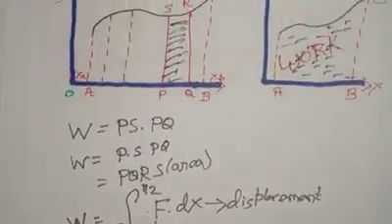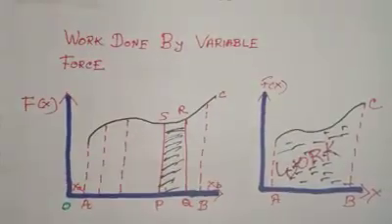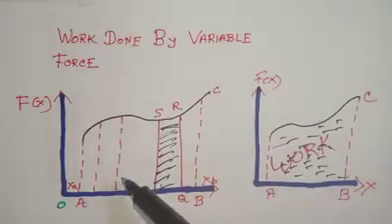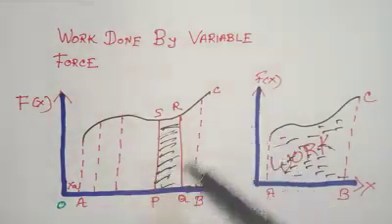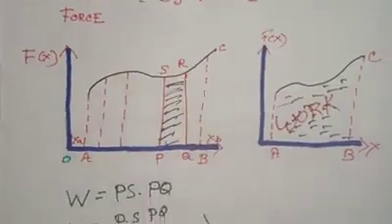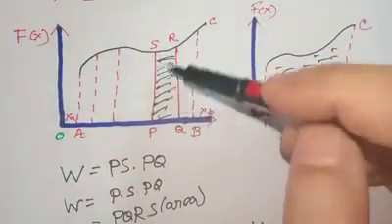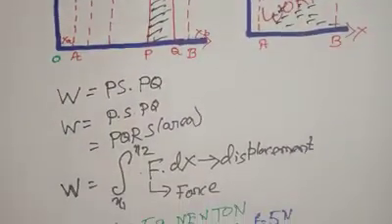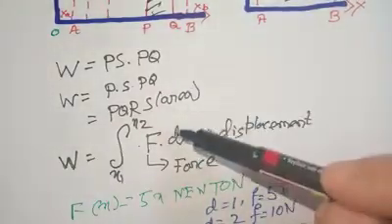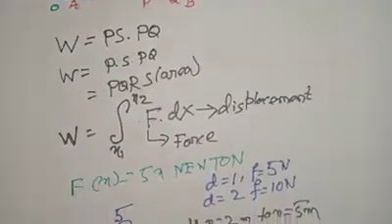I have shown a very, very simple example of work done by a variable force. In general, work done is always variable because the body moves in this direction, right? It goes in this direction. This is a magnified one. So if you are involved in calculating the area of this, that is PQRS, x to x2, it would be a function, it would be dx.